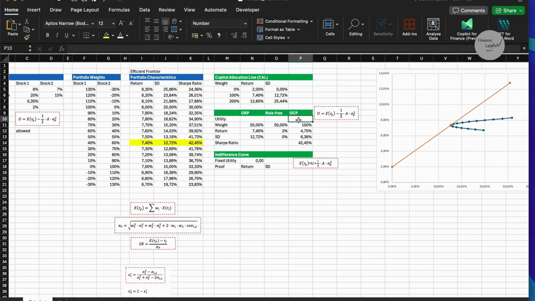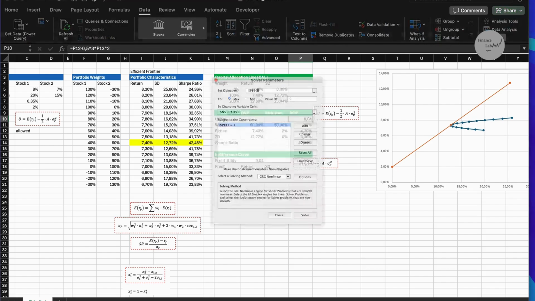And now we can compute the utility the investor gets from investing 50% in the optimal risky portfolio and 50% in the risk-free rate. Here is our utility function. So we start with the expected return. This is our expected return minus 0.5 times A. A is the level of risk aversion. Let's say this is 3 in this case. Times the standard deviation of the portfolio squared, so we have the variance. This is 0.04.